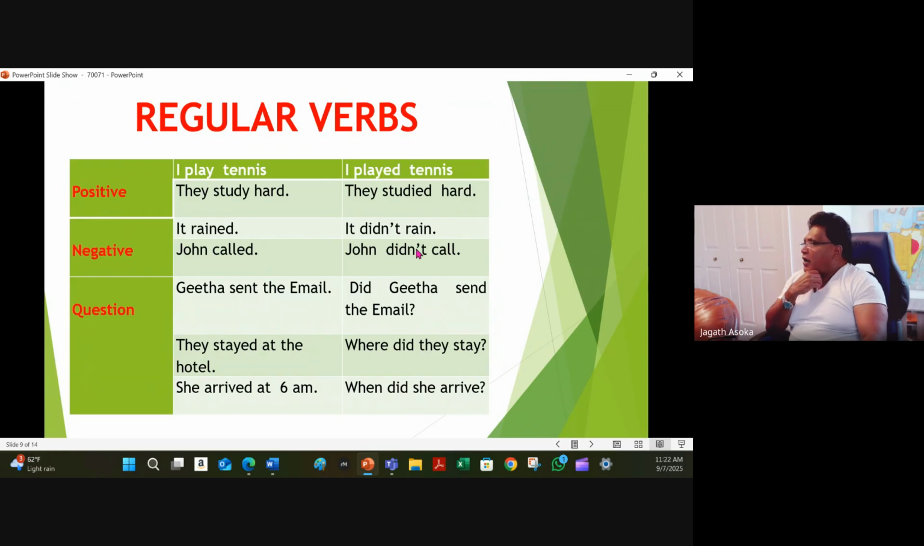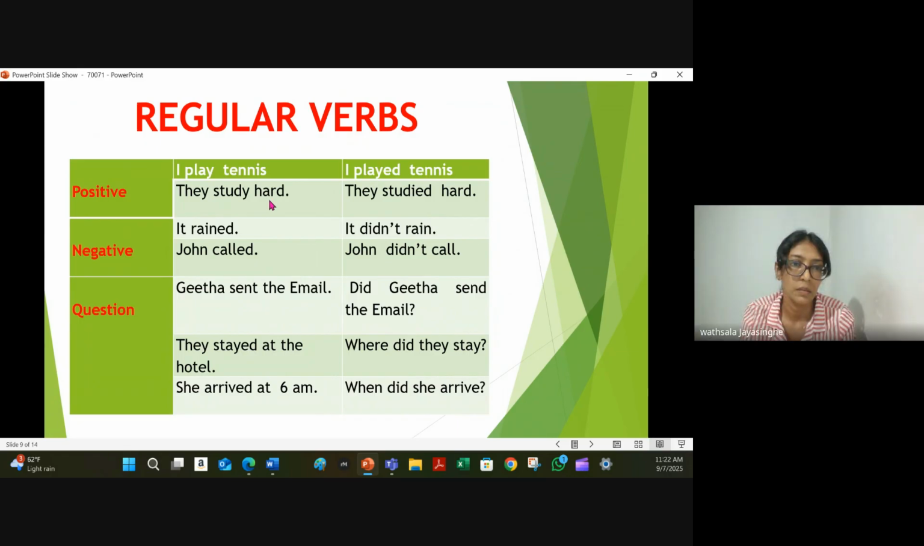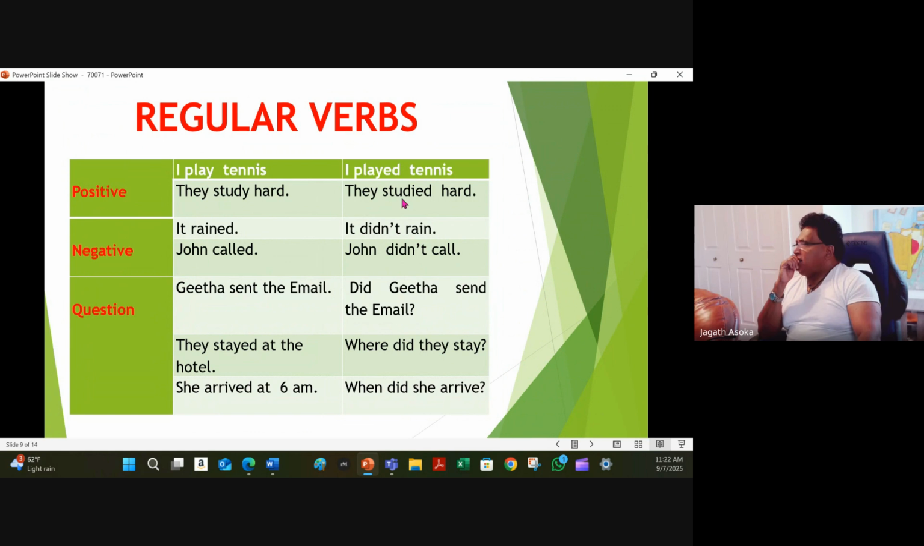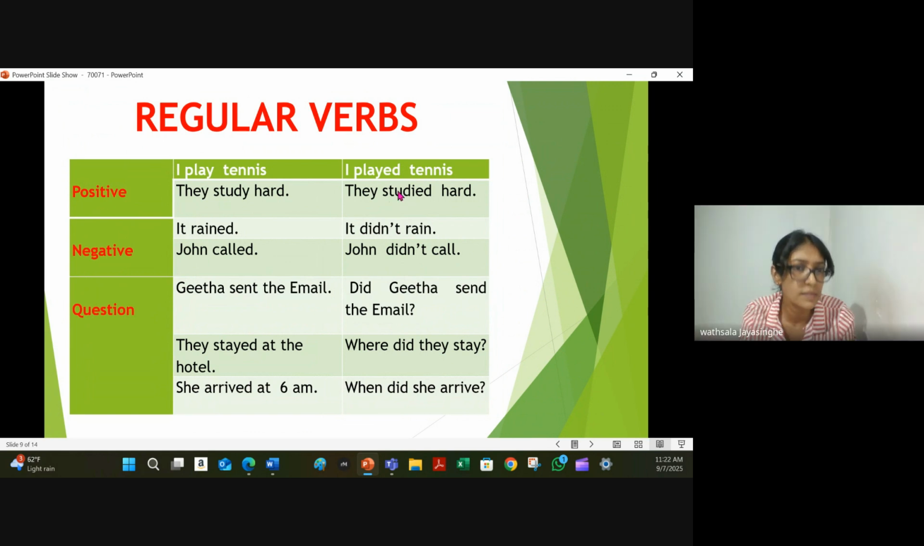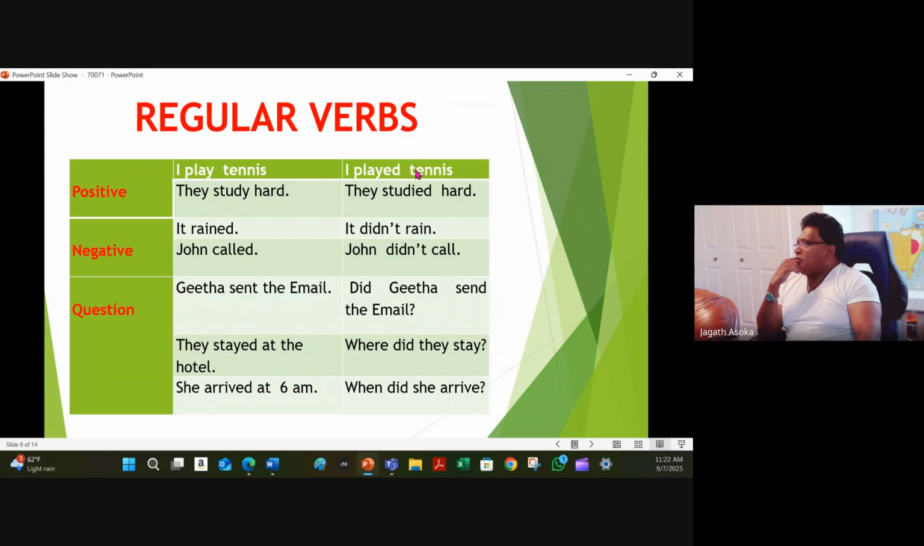Okay. So I didn't understand here. What are you trying to show here? They studied hard, so positive. They study hard. This is in the past tense. What's the difference? I play is present, this is past. That's the positive. So it rained, that's negative: did not rain. And a question: they stayed at the hotel. Where did they stay? Okay, go ahead.